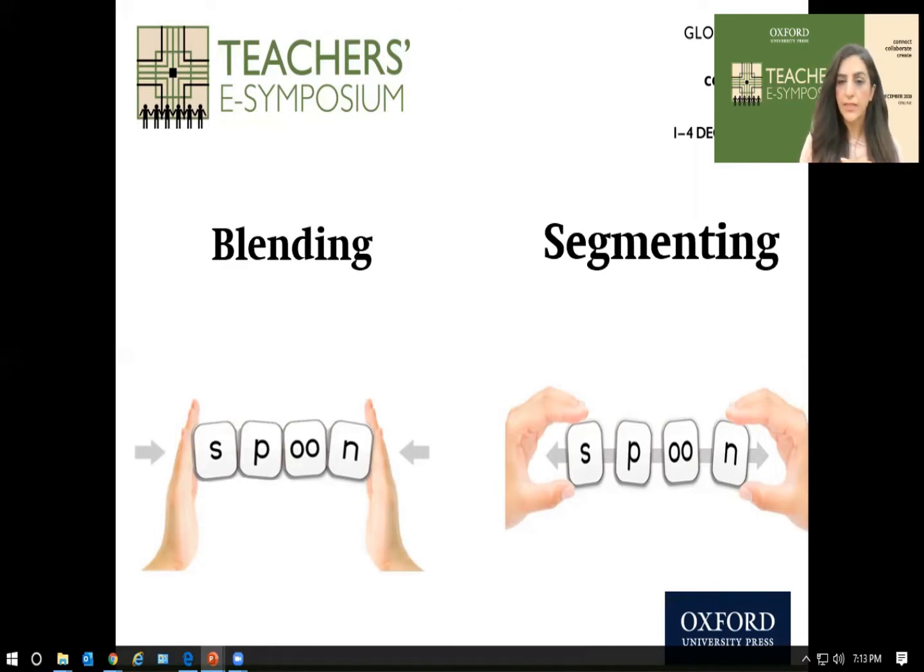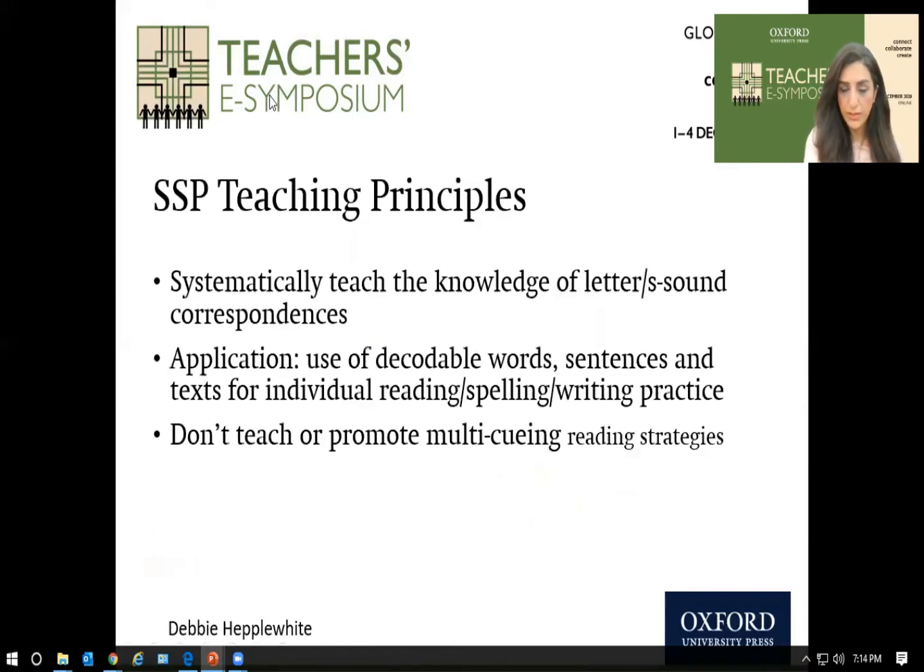And if I am teaching segmenting, then I would stretch the word. So it starts with hearing the word spoon, spoon. So when I stretch the sounds, stretch the word, you can hear the sounds s-p, oo, n. And so that's segmenting. So these skills are reversible, and they need to be taught together.